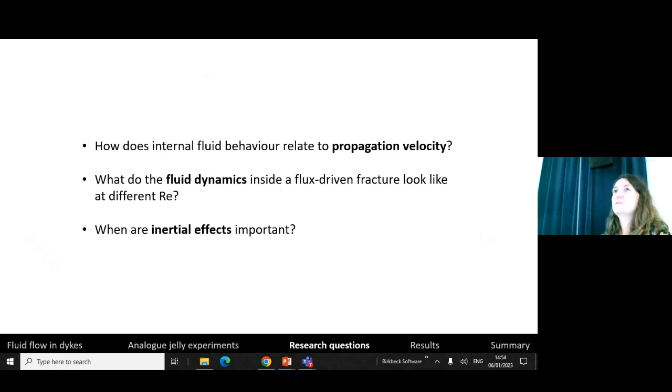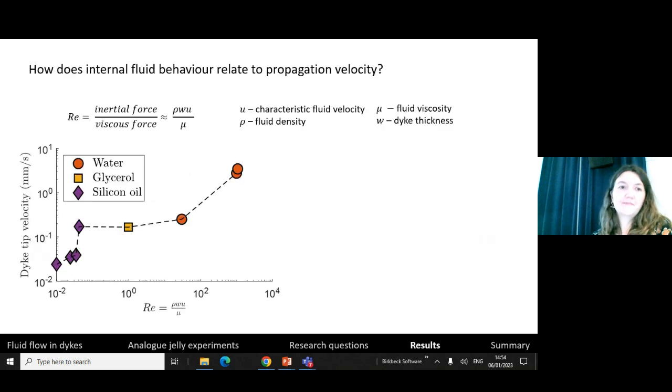Because as I mentioned, these are always neglected in dike models. So shown here is the plot of the Reynolds number against the dike tip velocity. As I mentioned, the Reynolds number is the ratio of inertial to viscous forces, which can be written as shown, where we have the density, the dike thickness, and the characteristic velocity divided by the viscosity.